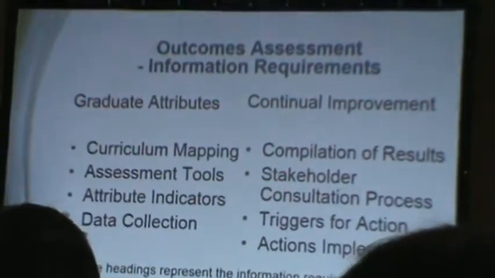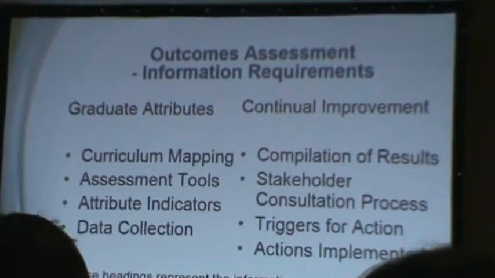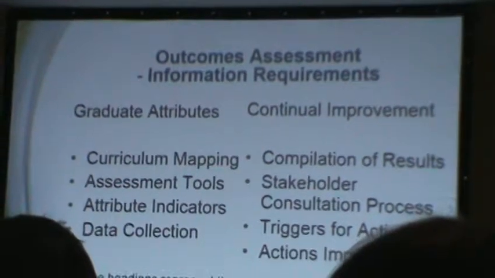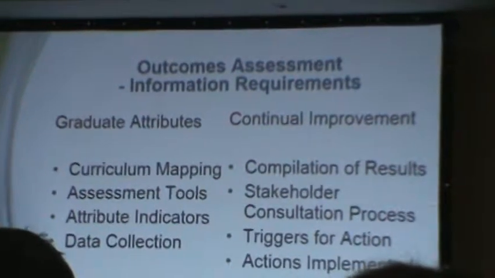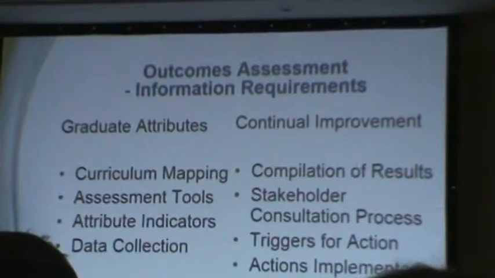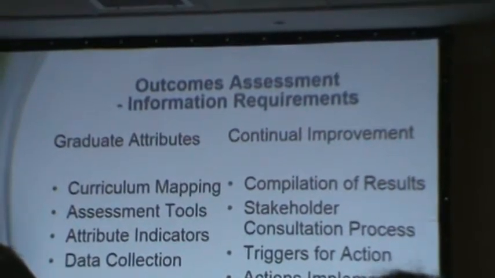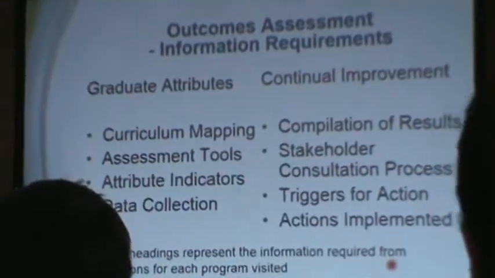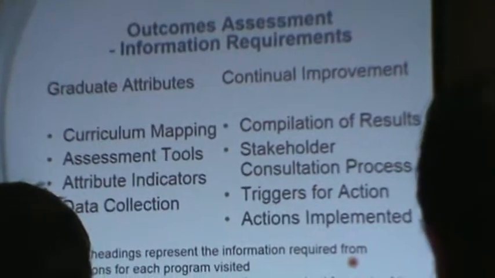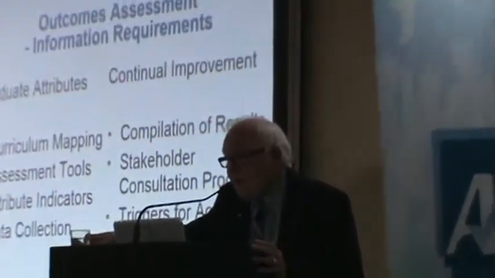Now, some of the things that we look for under information requirements, for example, on outcomes assessment for graduate attributes, we look for curriculum mapping, we look for assessment tools, we look at attribute indicators, and the methods of data collection. For the continual improvement process, we're interested in the compilation of results, the stakeholder consultation process, the triggers that cause action, and we're interested in actions that are implemented. I'm going to touch on each of these in a little bit more detail.